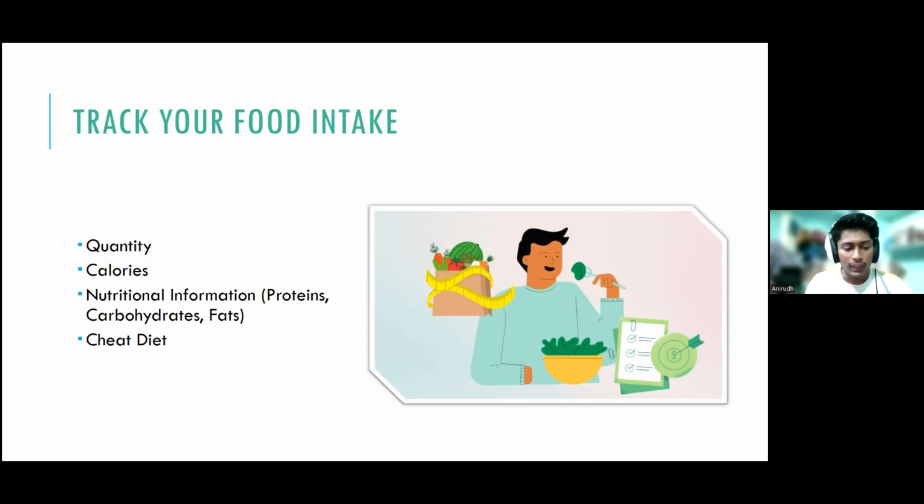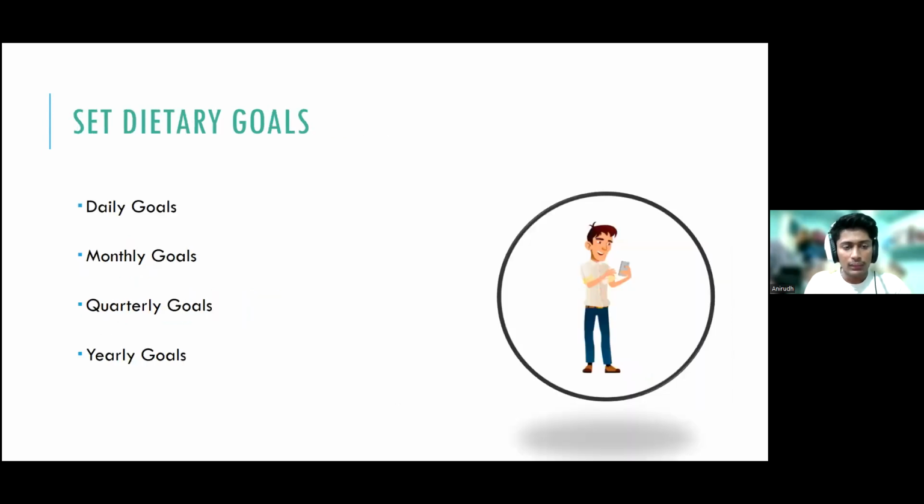And everyone should follow a strict diet, but sometimes they also need a cheat diet to increase their motivation. So we added another option named cheat diet to track it. And the next requirement is setting dietary goals. The dietary goals can be on a daily, monthly, quarterly, or yearly basis. So each goal can be taken one step at a time.